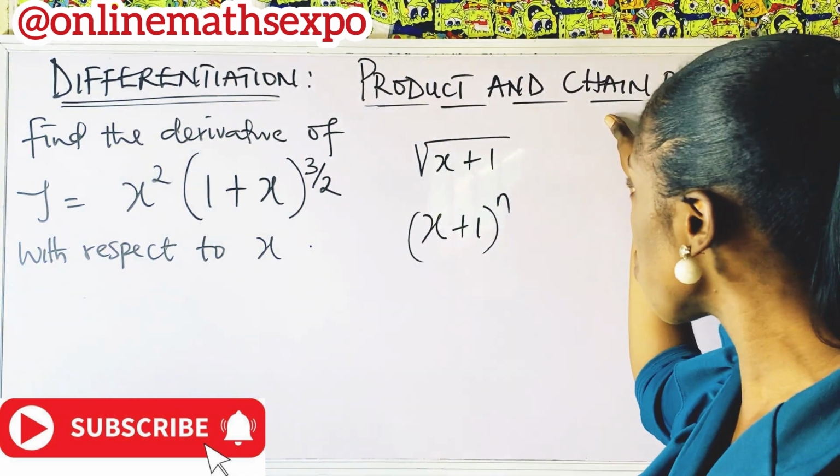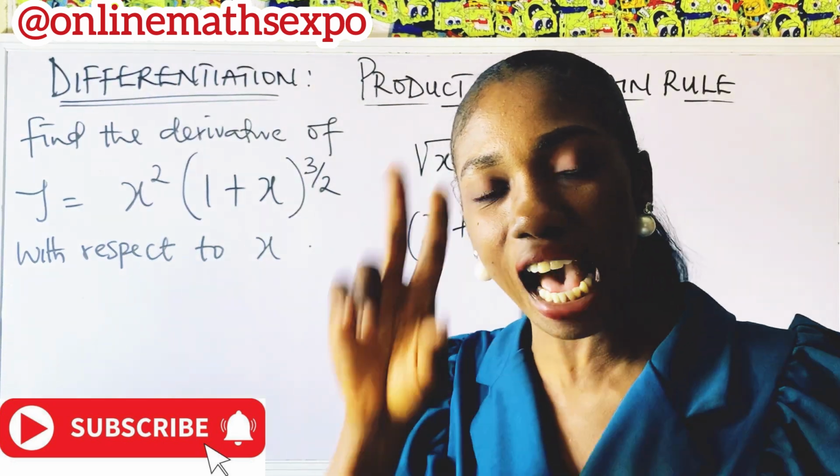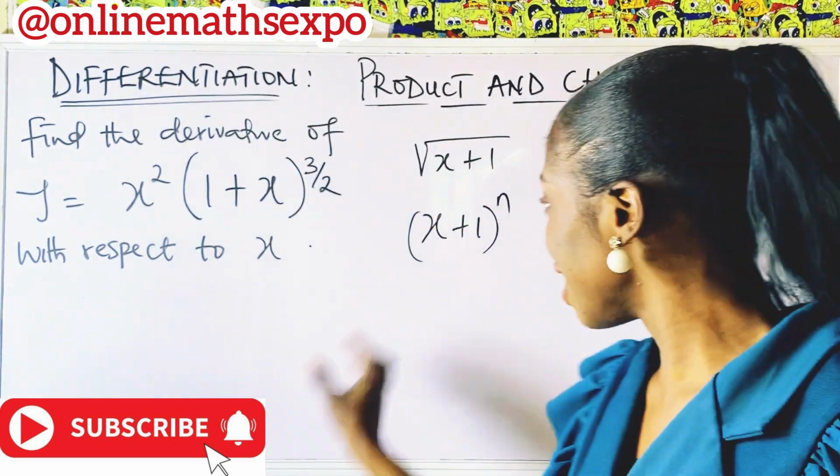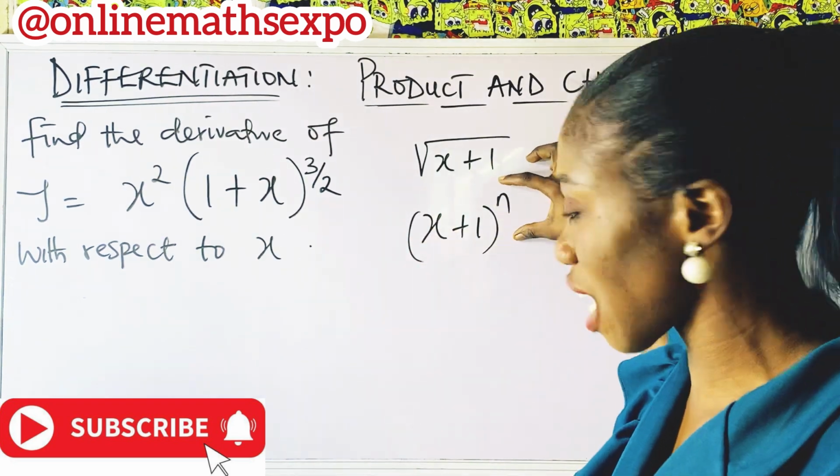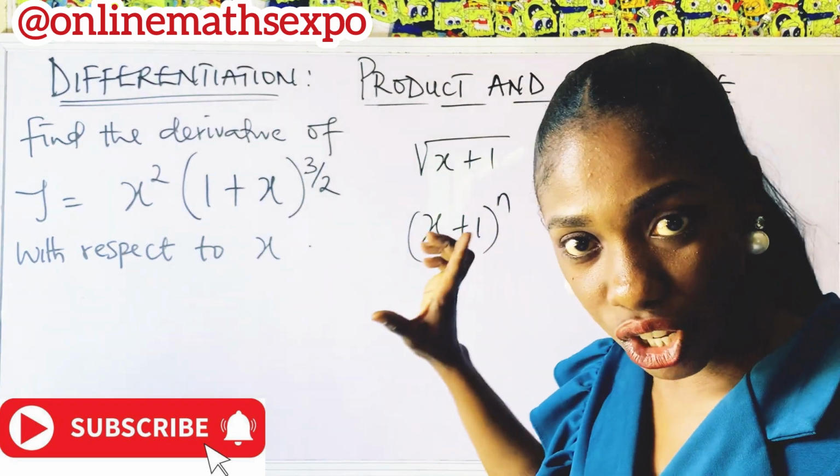It means that the chain rule is used for functions that are two in one. This is the inner function, and this is the outside function. That is for your chain rule.